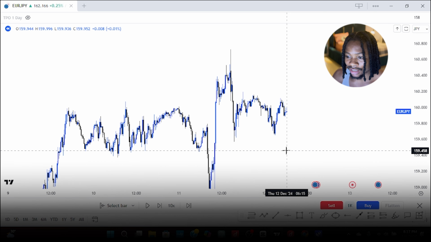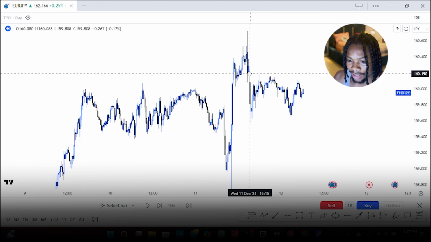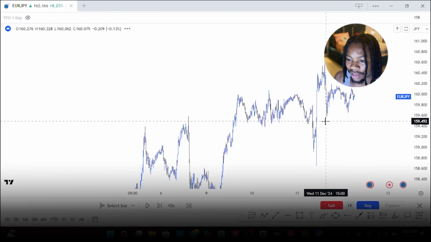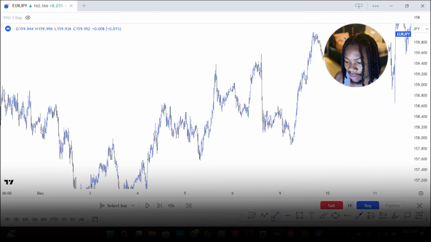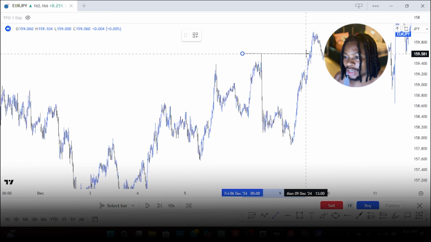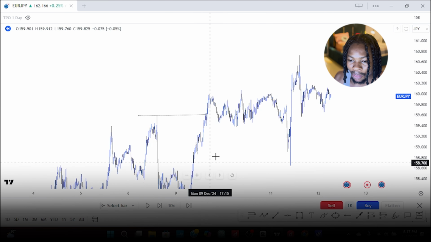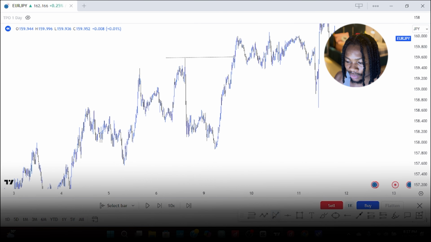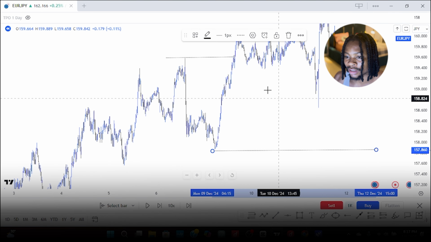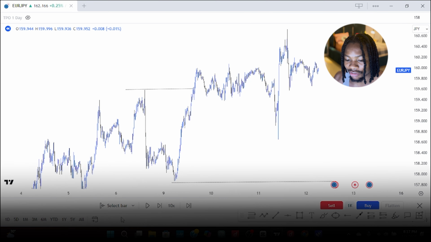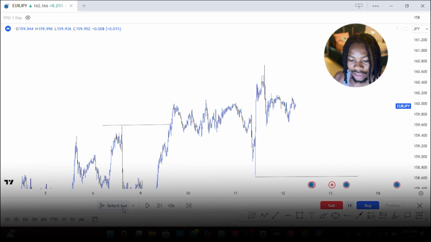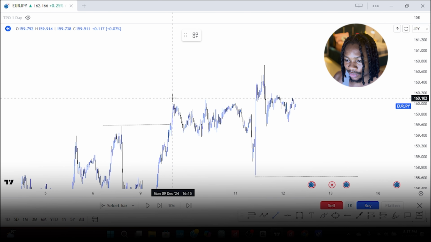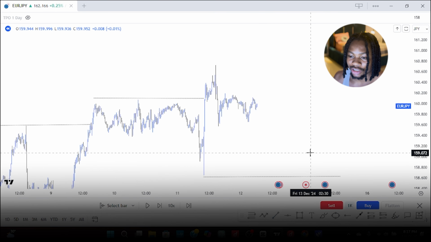So this pair right here is GBP JPY. As you can see, we are obviously bullish, meaning the market is breaking structure to the upside. This was the low right here. This is the low that led to this high, and now we have a new low that led to this break of structure right here. Okay, so this is what is going on.